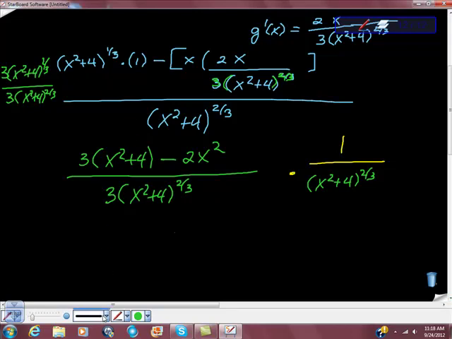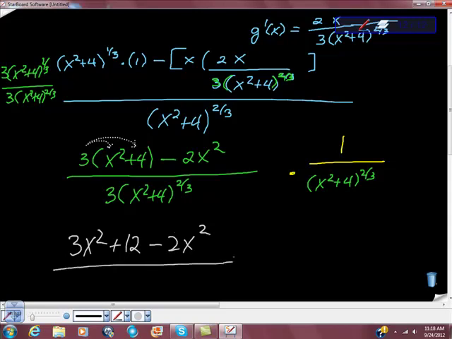Now I'm going to go ahead and distribute this piece through to here and here. Make sure I distribute completely. And that would give us 3x squared plus 12 minus 2x squared all over, and if I multiply 3 times that, I get 3. But when I multiply (x squared plus 4) to the 2/3 times (x squared plus 4) to the 2/3, I get (x squared plus 4) to the 4/3, right? Am I doing okay?